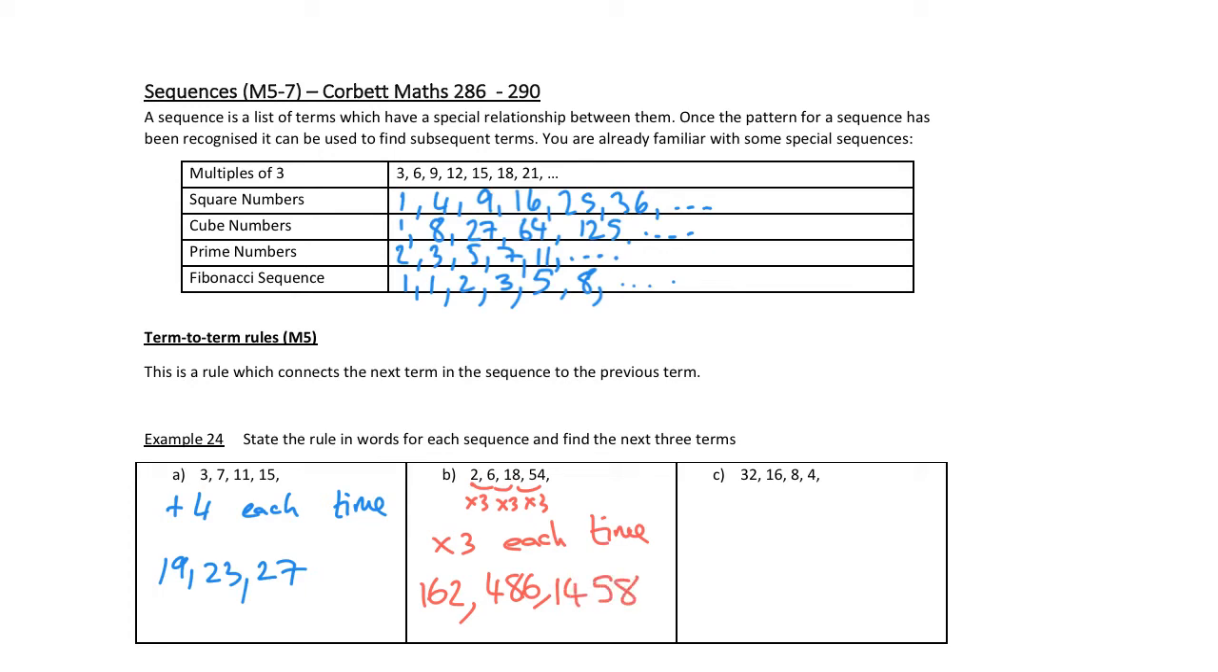To get from 32 to 16, we could take away 16, but then the next term isn't 0, so that's not going to be right. So another way to get from 32 to 16 is to divide by 2, and that works to get from 16 to 8, and it also works to get from 8 to 4. So the term to term rule is divide by 2 each time. And the next 3 terms are going to be 4 divided by 2 is 2, 2 divided by 2 is 1, and 1 divided by 2 is a half.